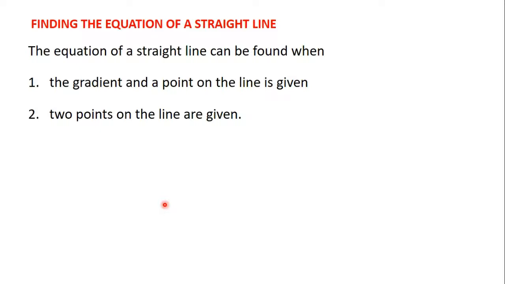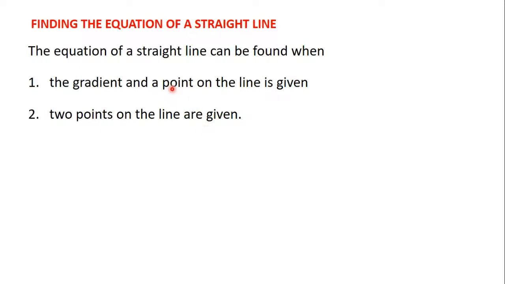The equation of a straight line can be found under these two conditions. 1. When we are given the gradient of the straight line and a point that falls on the straight line. Or 2. When we are given 2 points that fall on the straight line. So to find the equation of a straight line, you need the gradient of the straight line and a point that falls on the line, or you need 2 points that fall on the line. We are going to learn how to find the equation of a straight line in each case.